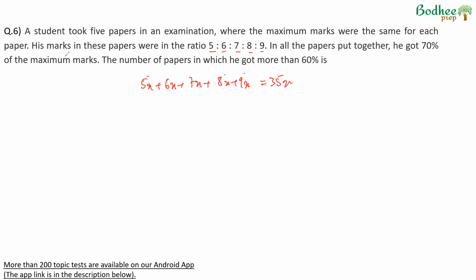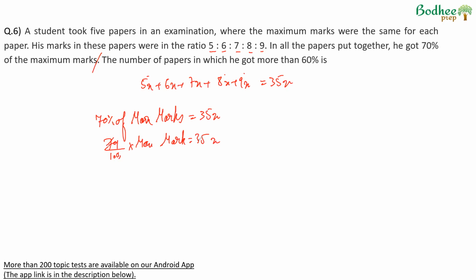In all the papers put together, he scored 70% of the maximum marks. So 70% of maximum marks is what the student scored, which is 35x, which means 70 by 100 into max marks is equal to 35x.